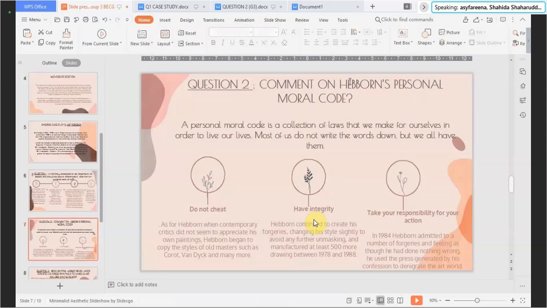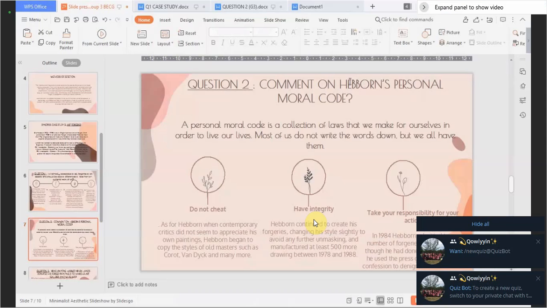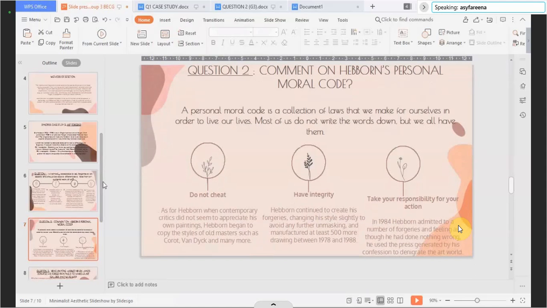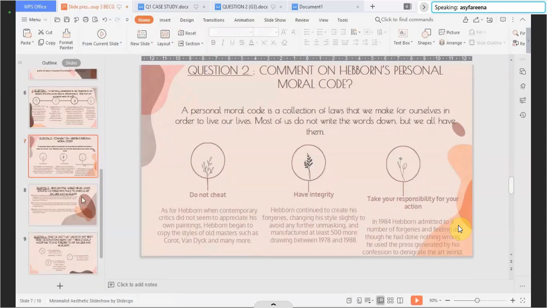Okay, so the last one is take responsibility for your actions. In 1984, Hebborn admitted to a number of forgeries, and felt he had done nothing wrong. He used the press generated by his confessions to denigrate the art world. So here we don't have to deduce his morals, they are clear in the case. So for the next slide, I will pass to the next presenter, madam. Thank you.